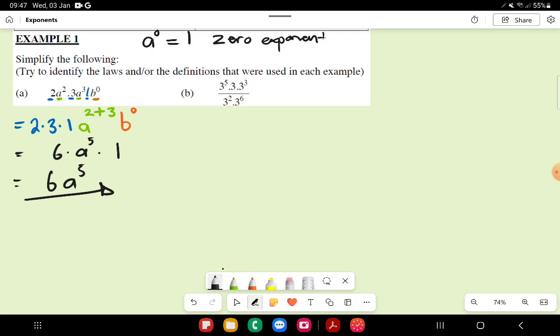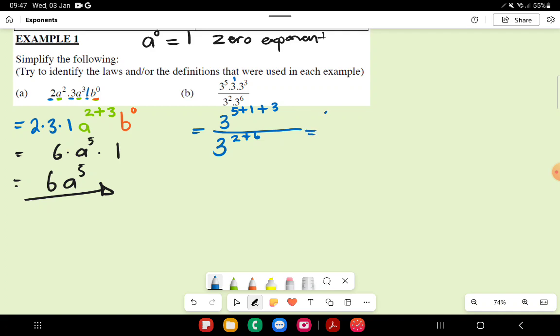In B, what you see immediately is that everything has the same base. So we have 3, 3, 3 as a base in the numerator and 3, 3 as a base in the denominator. Before I do everything in one row, I'm going to keep my fraction. A base of 3 in the numerator and a base of 3 in the denominator. Multiplication in the numerator means I add my exponents. I'm going to say 5 plus 1, because if there's nothing written, it's to the power of 1, plus 3, and then my denominator is going to be 2 plus 6.